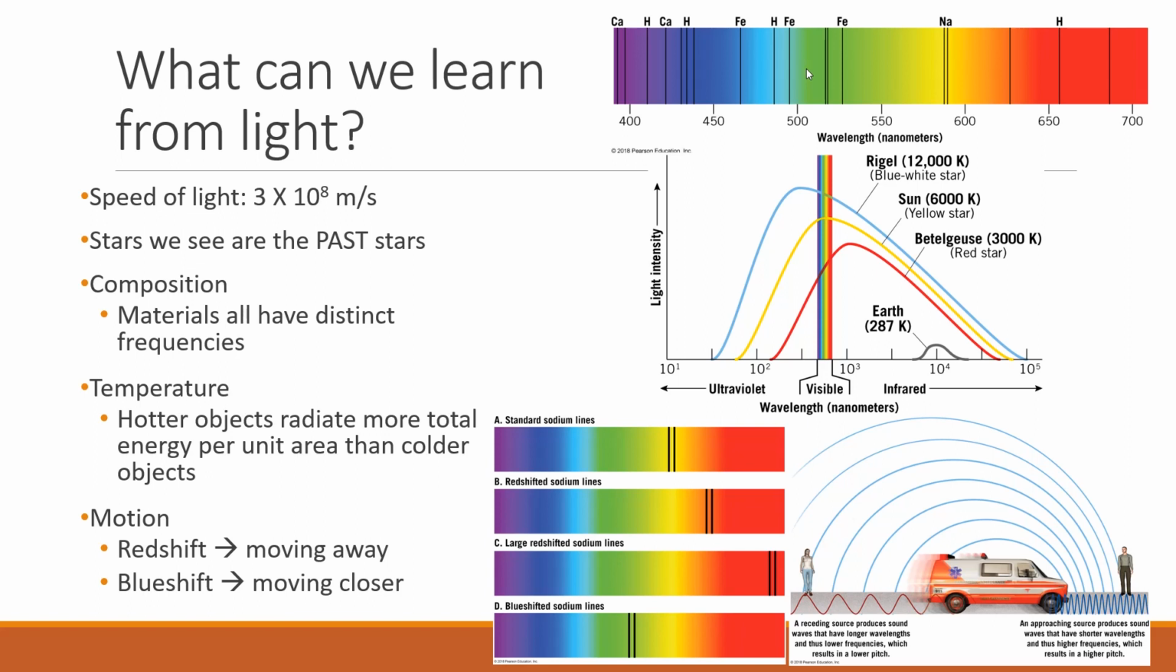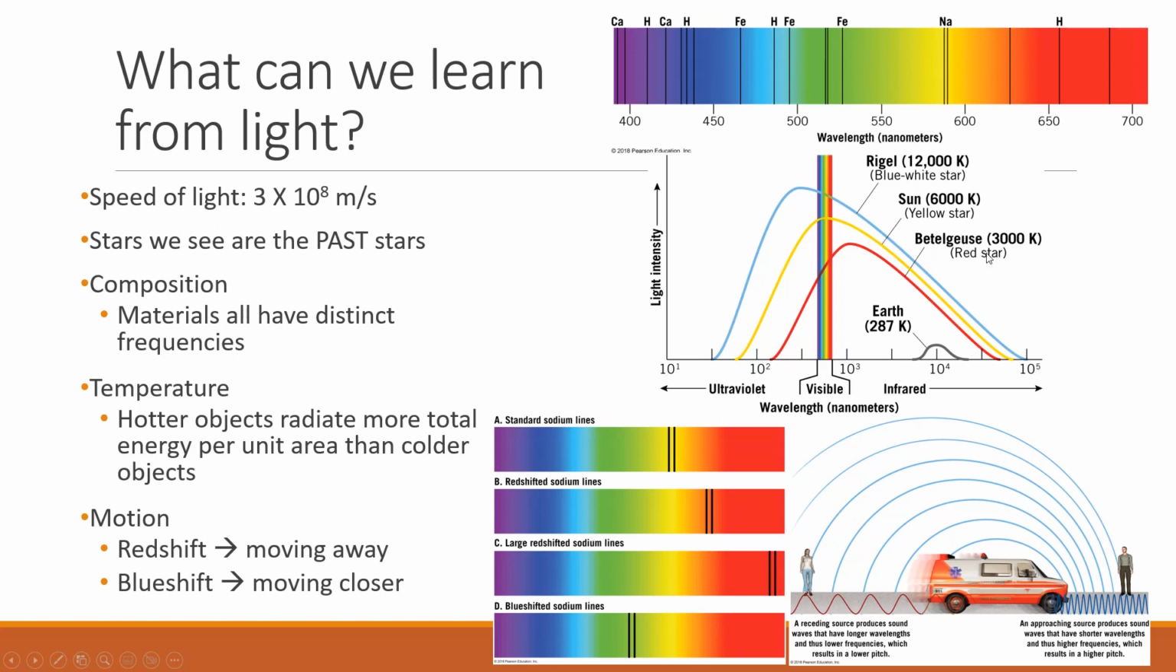We can also look at temperature. So hotter objects will radiate more total energy per unit area than colder objects, which seems a little bit obvious, that hot things are going to have more energy than cold things. But the color will also indicate the temperature. So blue is going to be hotter than red. It has more energy. So blue-white stars are hotter than red stars. And that's what we're seeing here. Our sun is a yellow star, which is kind of middle of the road.